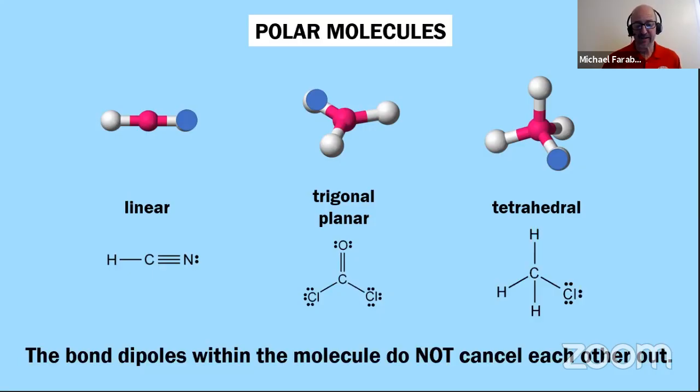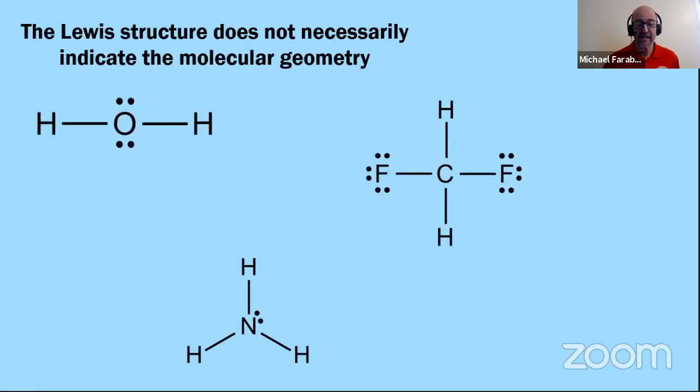Another potential misconception has to do with what I talked about yesterday. A Lewis structure does not necessarily indicate the molecular geometry. So a student will draw a molecule. I'm now going to draw a dipole from hydrogen to oxygen.